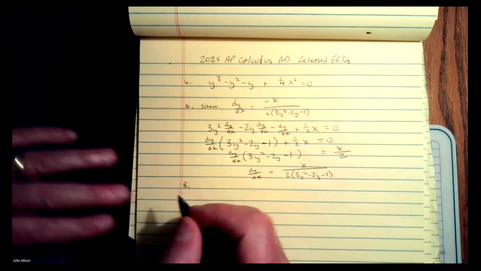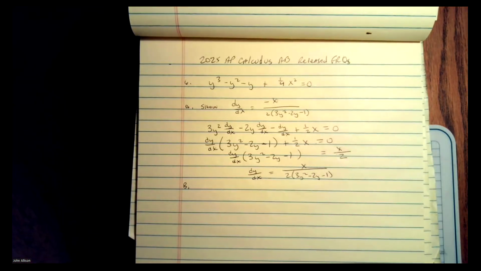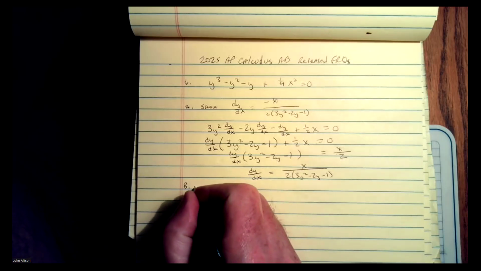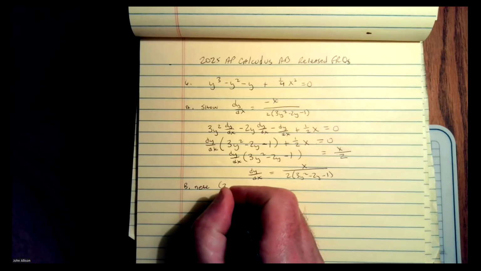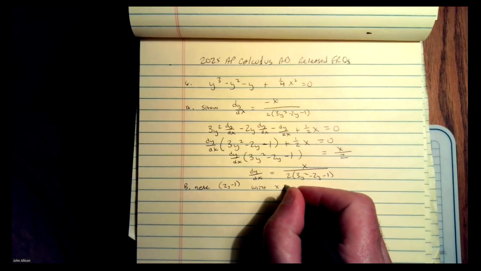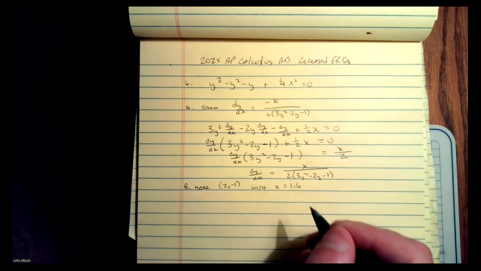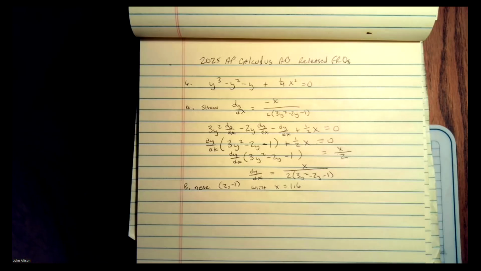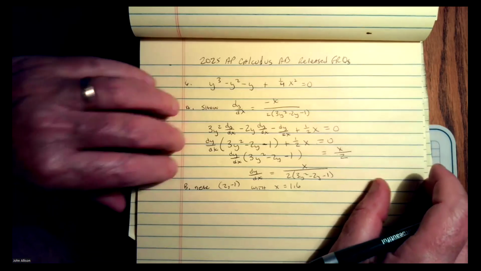Part B. There's a point P on the curve G near (2, -1) with x coordinate 1.6. Use the tangent line to the curve at (2, -1) to approximate the y coordinate at point P.